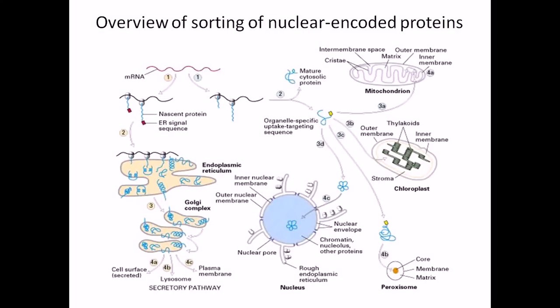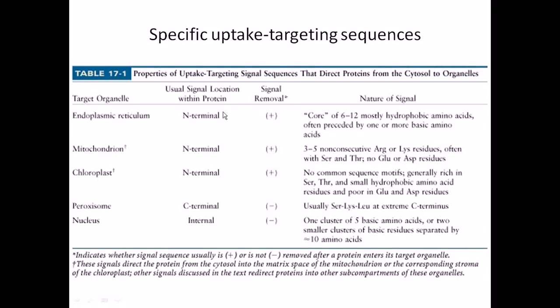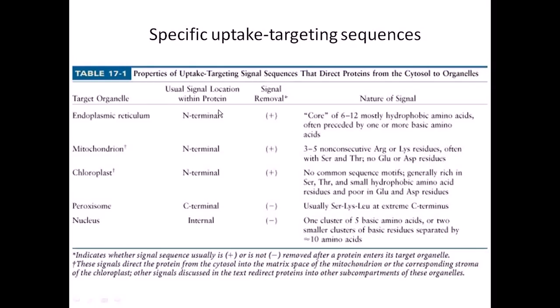Okay, so let's begin. So here we can see the specific uptake targeting sequences. You don't need to mug up and memorize all of these things, as I don't encourage you to look for that. But if you look here, the endoplasmic reticulum signals, most of these signals, are at the N-terminal end. So the signals are actually present at the N-terminal end in most of the cases, right?